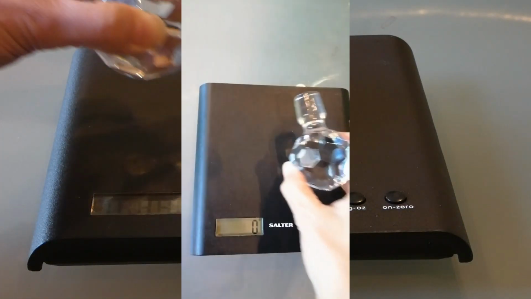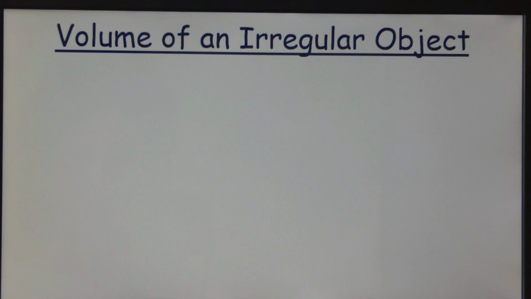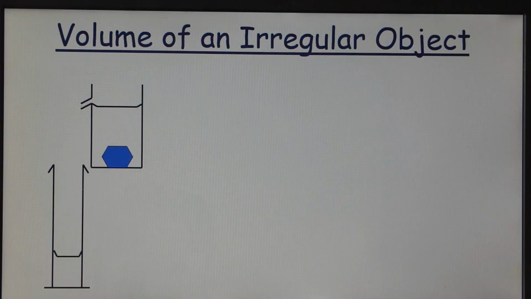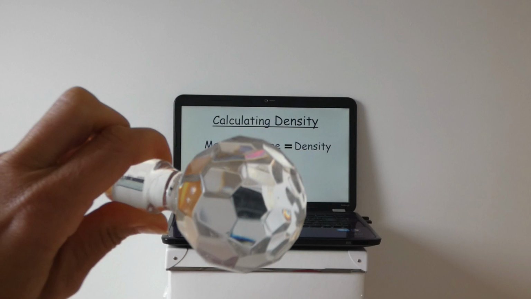As before, we measure the mass with the electronic balance. Well, calculating the volume of an irregular object is all very well and good if you have a piece of kit that looks like this. It's called a Eureka can. Not many of us have one of these lying about at home, so instead we can use a regular measuring cylinder, or measuring jug in my case. Let's go and measure the volume of our irregular shaped object.